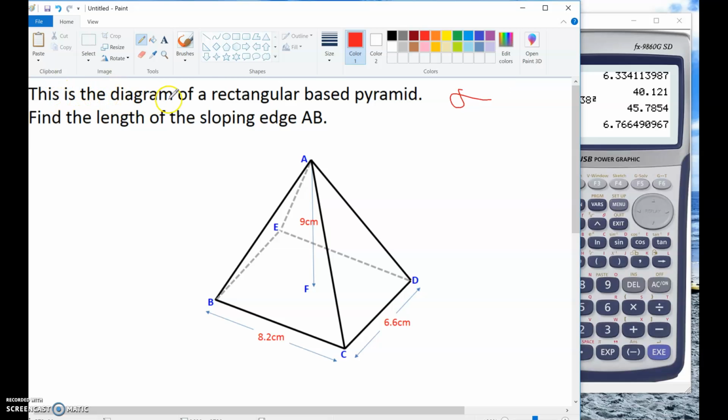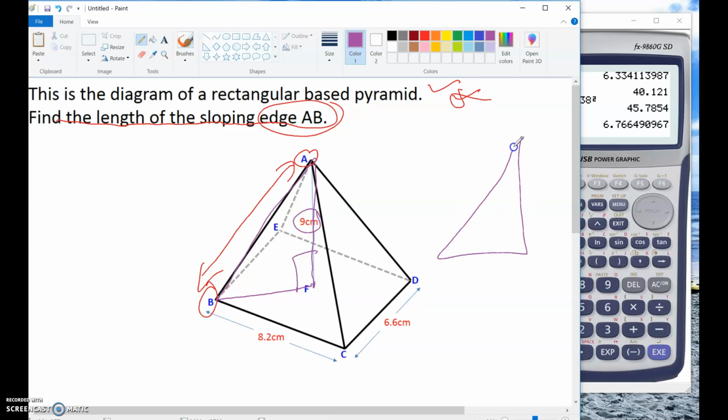This is the diagram of a rectangular based pyramid. Find the length of the sloping edge AB. Here's A, here's B, that's the sloping edge. Now, I can see a right angled triangle here. I can see that that's 9 centimetres, so I'm going to put that there. I've got 9 centimetres, a right angle, and I've got x there.